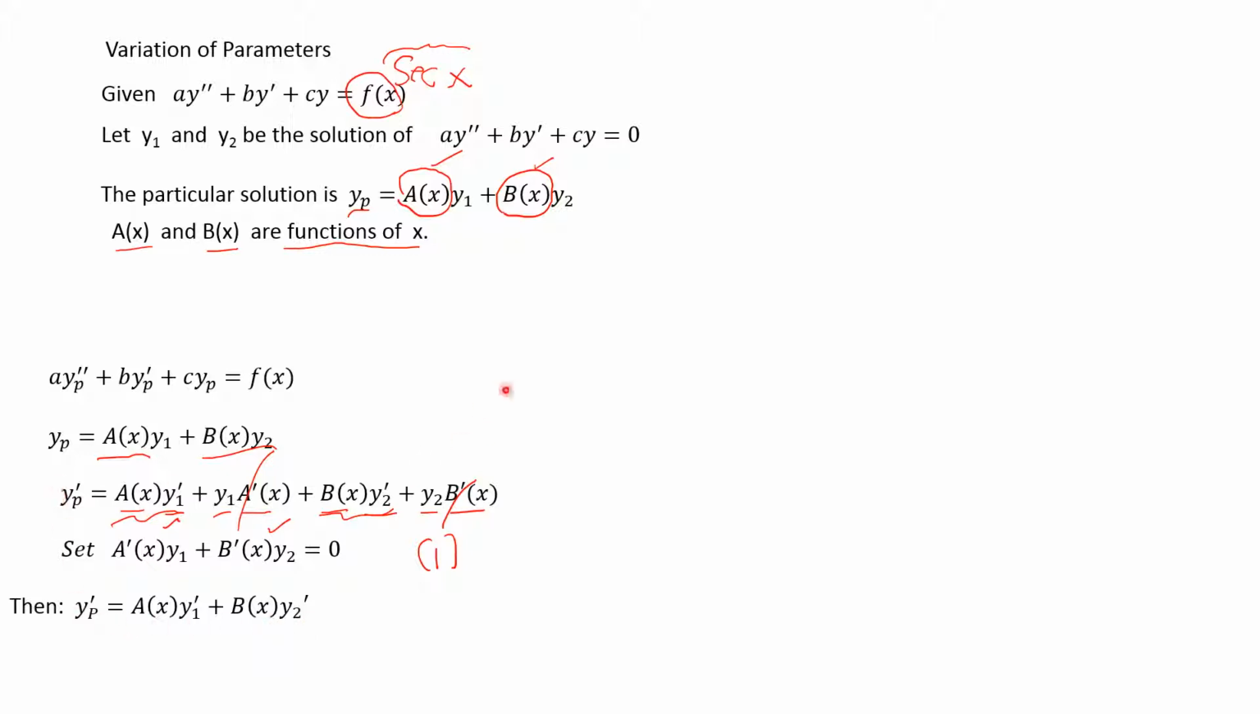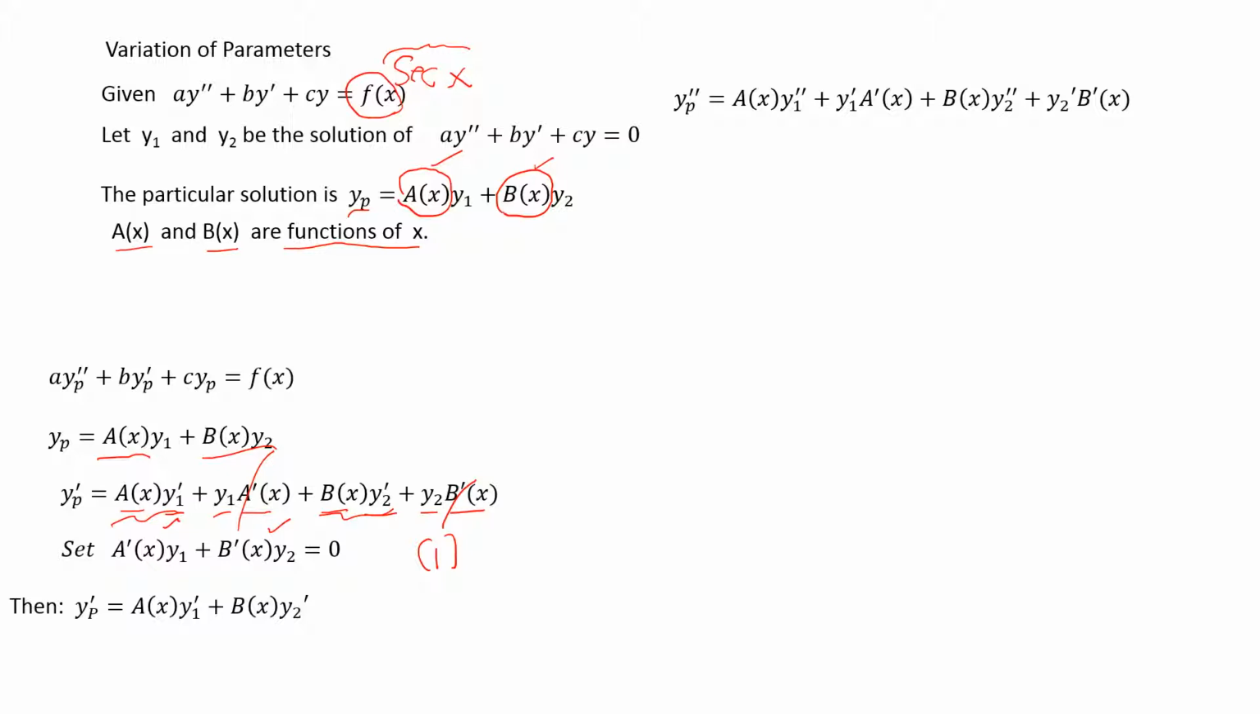Now we need to get the second derivative. This is again a derivative of a product, that is a(x) times y1 double prime, plus y1 prime times the first derivative of a(x), which is a prime of x, plus b(x) times the second derivative of y2, that's y2 double prime, plus y2 prime times the first derivative of b(x), which is b prime of x.